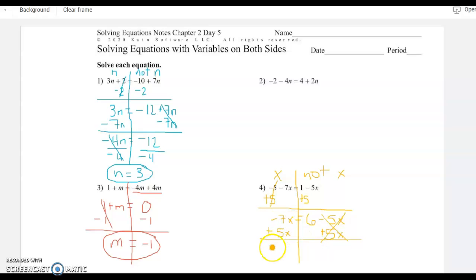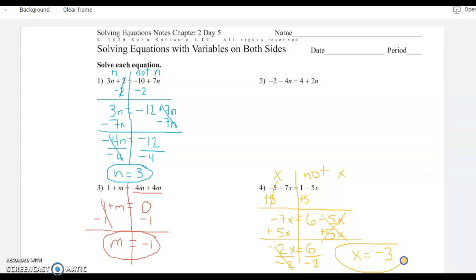So negative 7x plus 5x is negative 2x. When I combine like terms, on the right I see I still have 6. So now that everyone's on the correct side, x is on the left, non-x is on the right. I'm going to get x alone. To get rid of a multiply by negative 2, I would divide both sides by negative 2 and find out that x is negative 3.